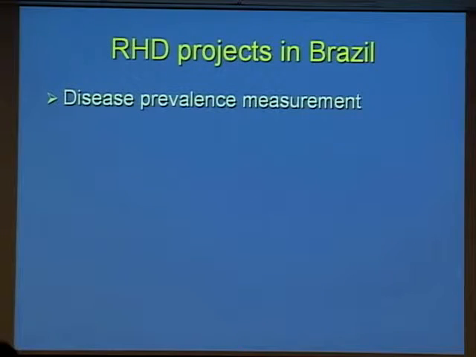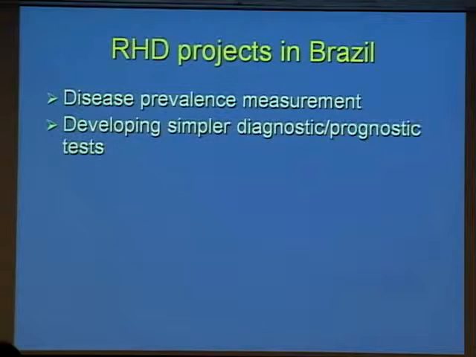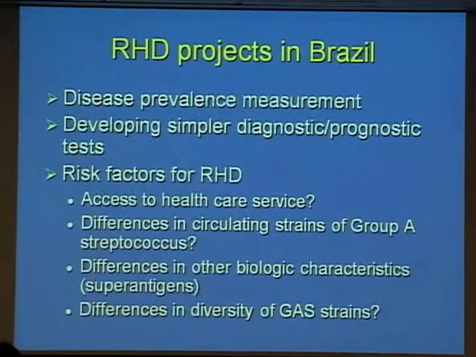And so this is what we're doing. We wanted to assess the disease prevalence, RHD prevalence, and develop simpler diagnostic or prognostic tests. And the questions we had, the hypotheses we had, were these risk factors that we had considered. Is it access to healthcare services? Maybe they're not getting the penicillins when the kids develop pharyngitis. Or maybe it's a difference in circulating strains of group A strep. Maybe there are indeed specific clones that trigger this response. Or maybe there are other differences in biological characteristics.